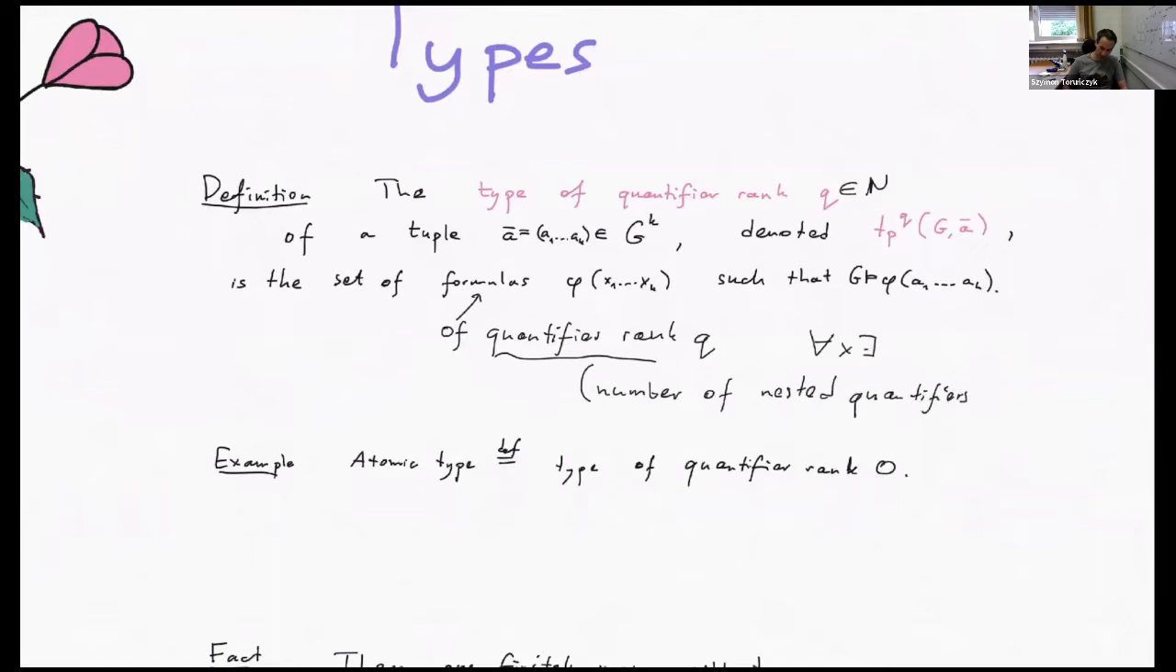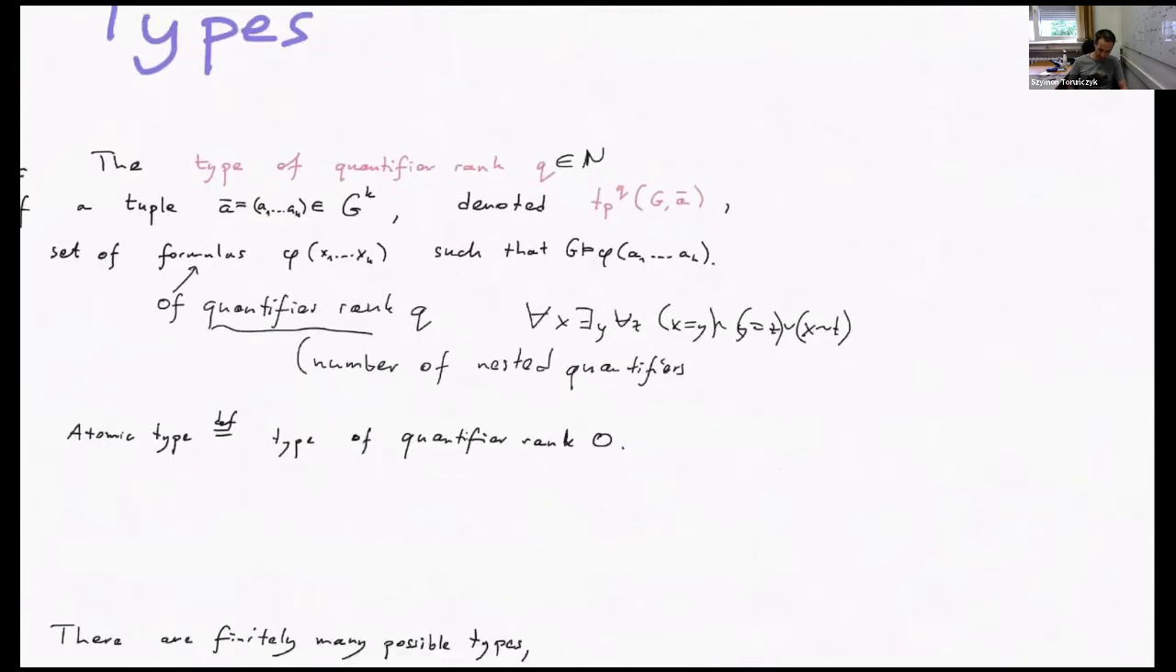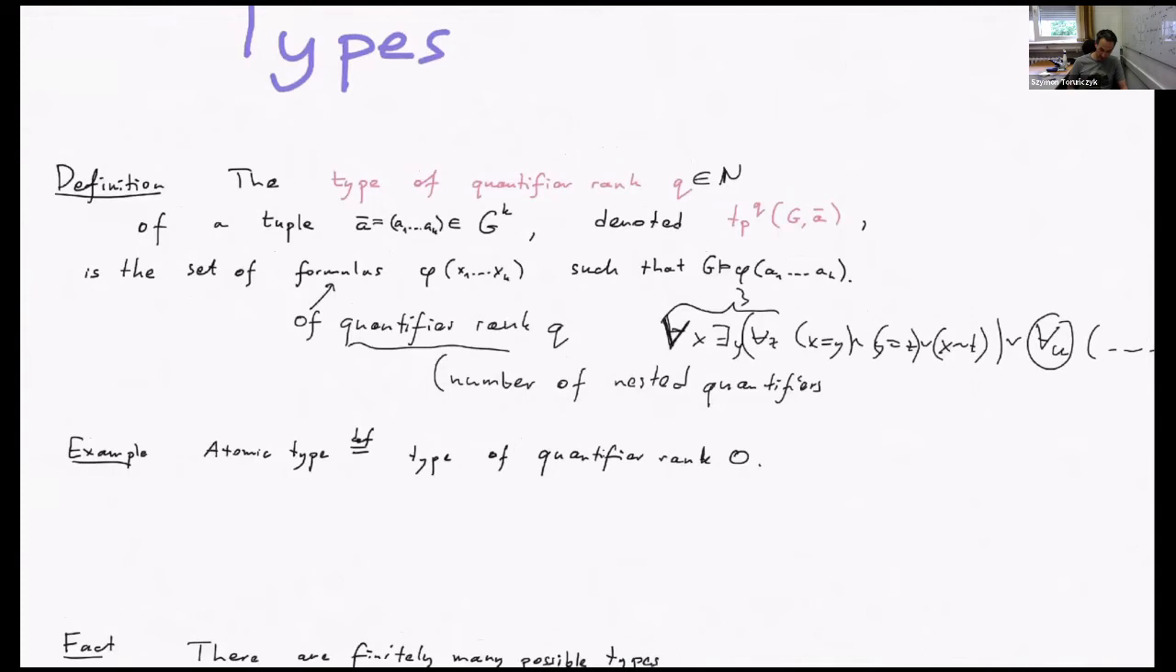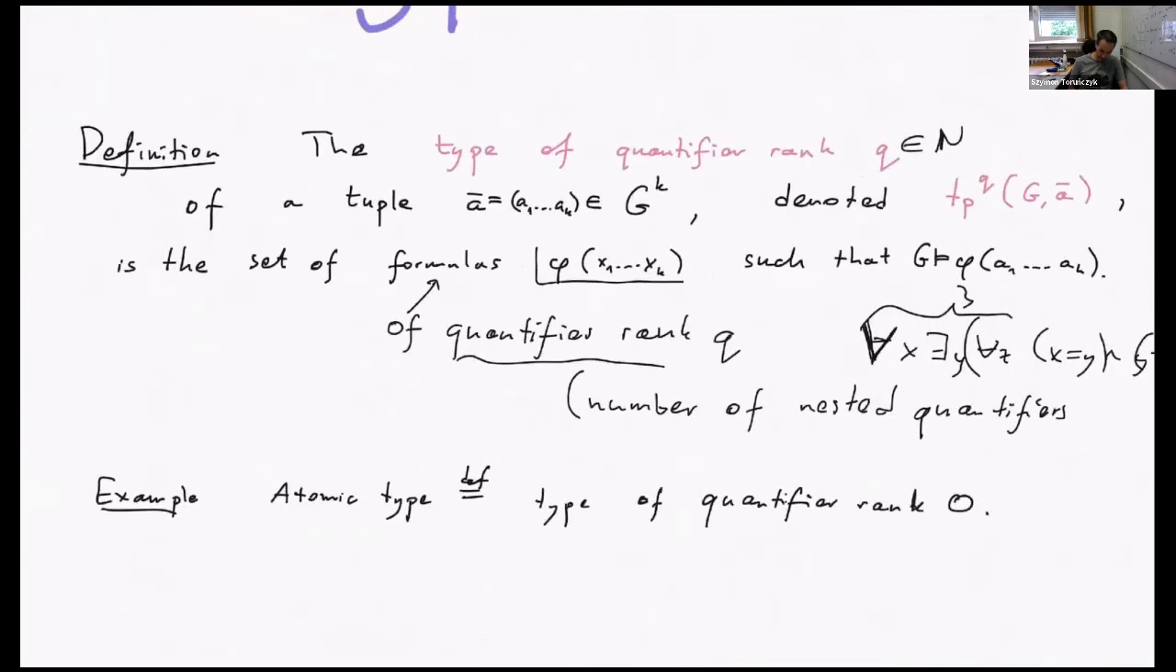So for example, this formula has quantifier rank 3, it has 3 nested quantifiers. But I could also put another quantifier here, which does something. But this quantifier is not nested below this Z, it's only nested below X and those 2 quantifiers here, so this formula still has quantifier rank 3. So we consider formulas of quantifier rank at most Q, and we look at all such formulas which are satisfied by our tuple.